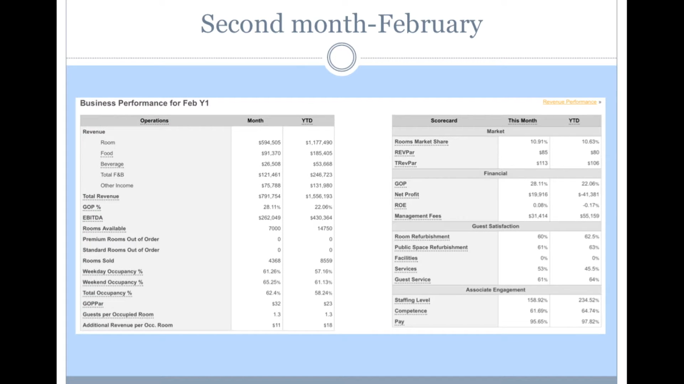For the month of February, we decided to target corporate customers. This time we reached our target occupancy and started making a profit of $19,916. Our staffing was still over budget and therefore we decided to lower the staff wages.